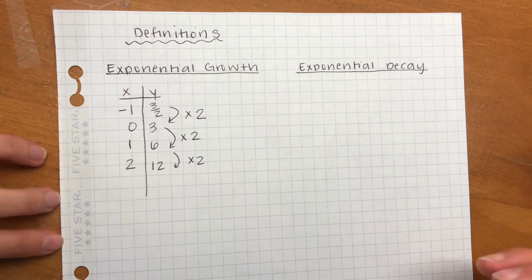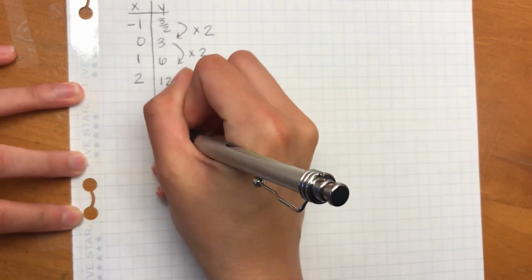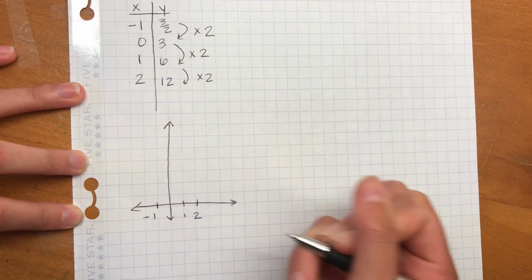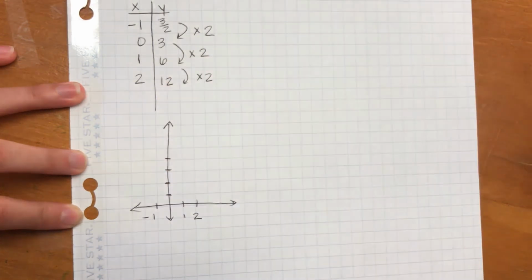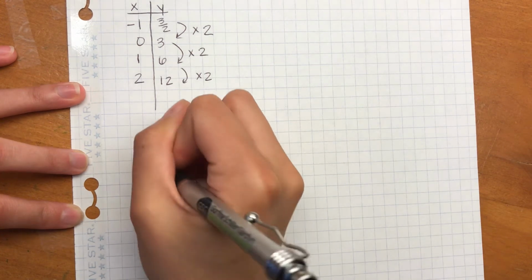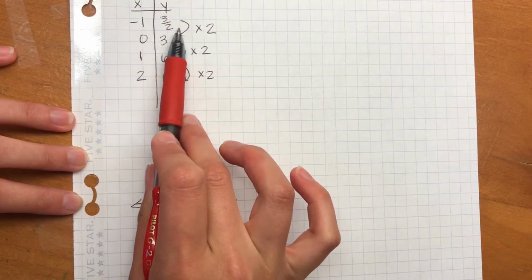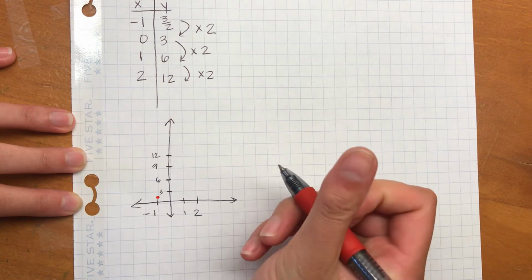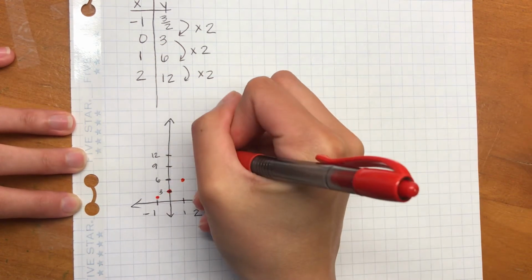All right, now let's graph this really quick, okay? I'm going to change the scale of my graph so that I'm able to fit everything on here. So I'm going to have 1, 2, -1. But let's go 3, 6, 9, 12. So I'm still linear, but I'm increasing by 3 every time on my graph. Okay, so if I'm going to graph this function, at -1, I'm at 3/2, or 1.5, which would be between 0 and 3. So -1, 1.5, 0, 3, 1, 6, and 2, 12.